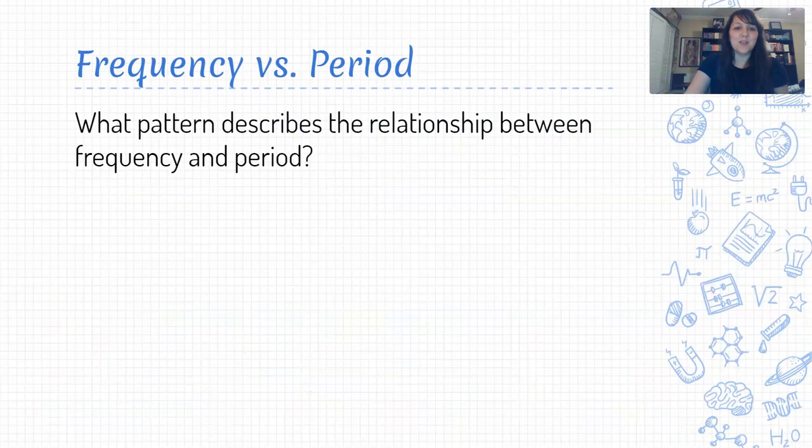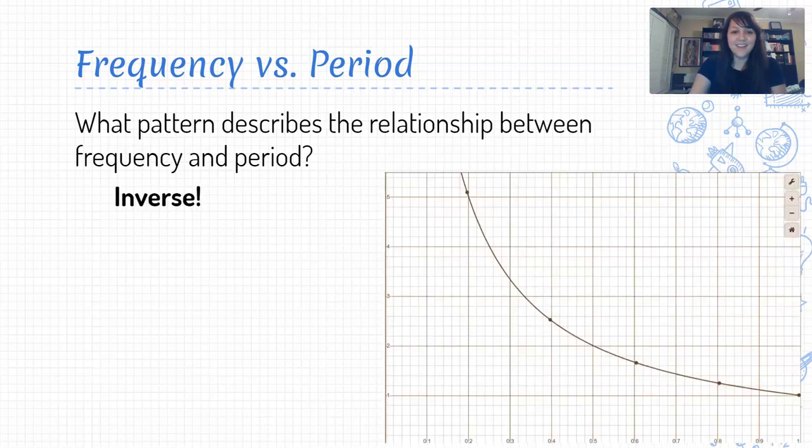All right, cool. So first investigation that you did was looking at the relationship between frequency and period. So which of the four patterns that we have been talking about this year, linear, quadratic, inverse, or inverse square, which of those four patterns best describes the relationship between frequency and period? Frequency and period have a nice inverse relationship with one another, that as one goes up, the other one goes down by the same factor.